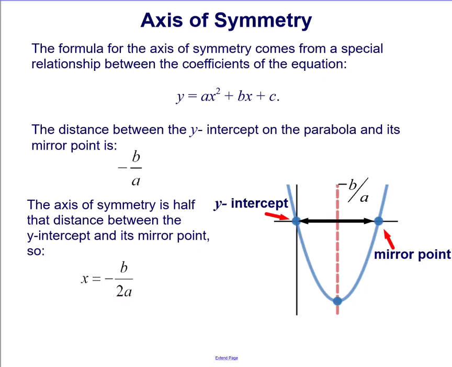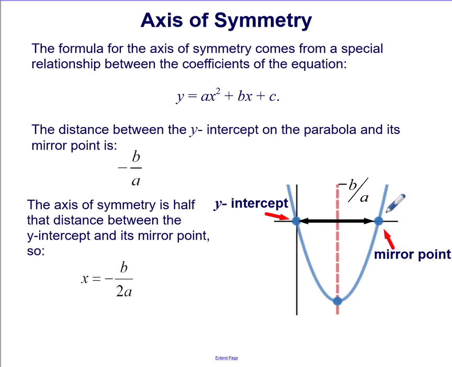Well, the formula for the axis of symmetry comes from a special relationship between the coefficients of the equation y equals ax squared plus bx plus c. The distance between the y-intercept on the parabola and its mirror point is going to be negative b over a. So in this equation, I take b, I change the sign, and divide it by a. That number is the distance between the y-intercept and its mirror point.